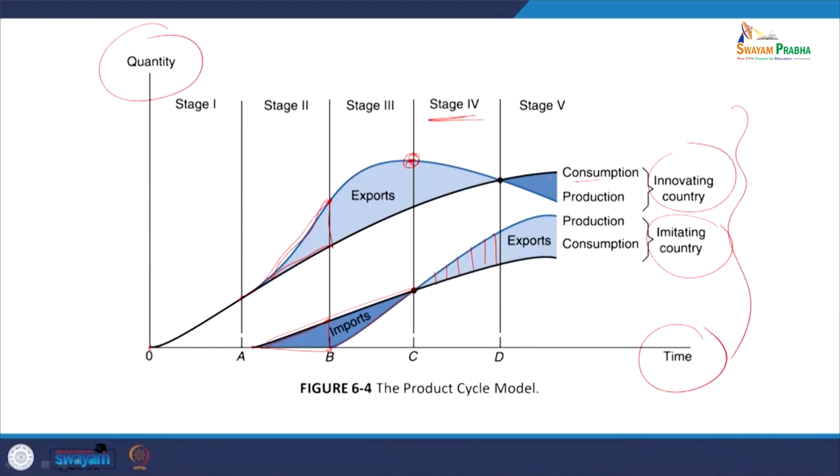Now look at their consumption function and production function. This bold line is the consumption function for the innovating country, and this line is the production function for that country, and this is for the imitating country. Now, you can see the imitating country in the latter part of the periods is the net exporter, whereas the innovating country is the net importer. So, therefore, the product cycle model highlights the fact that the kind of regime some countries enjoy may not continue in the long run.